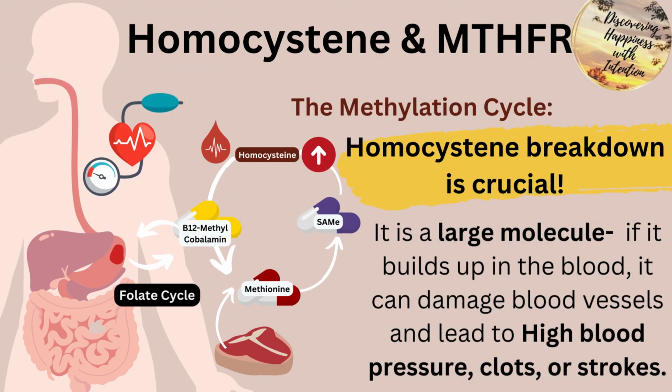Homocysteine breakdown is crucial because it is a large molecule. If it builds up in the blood, it can damage the blood vessels, which causes plaque buildup on the walls, and also leads to high blood pressure, clots, or strokes.